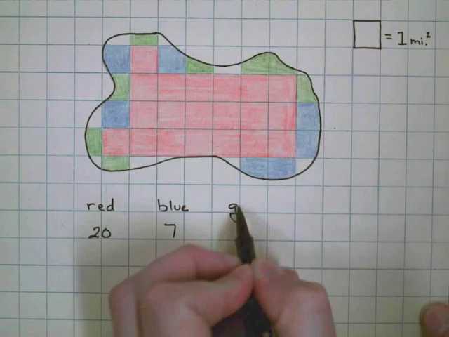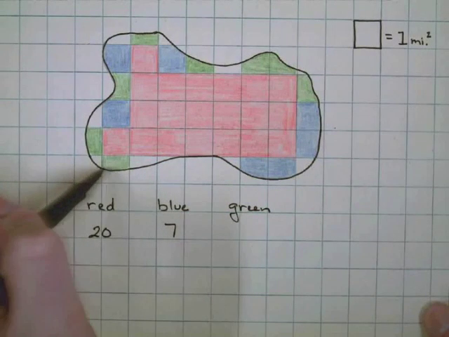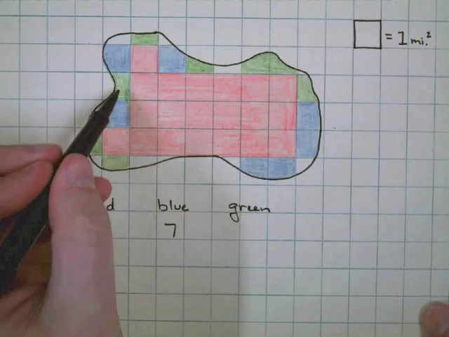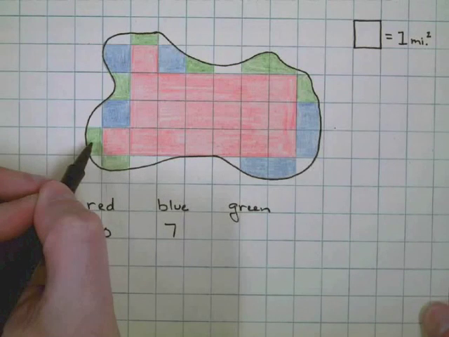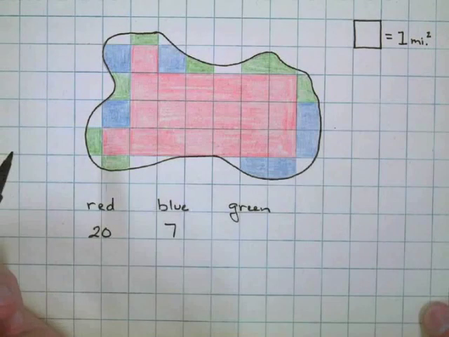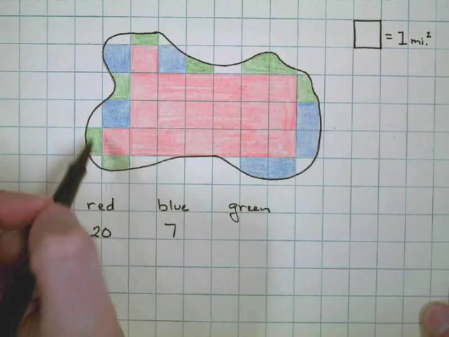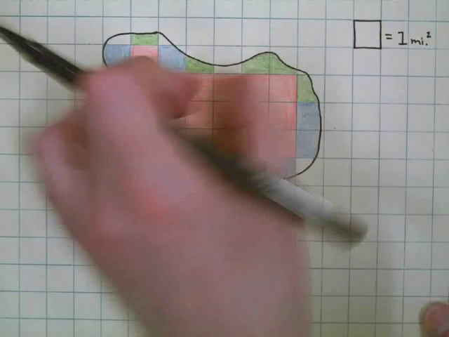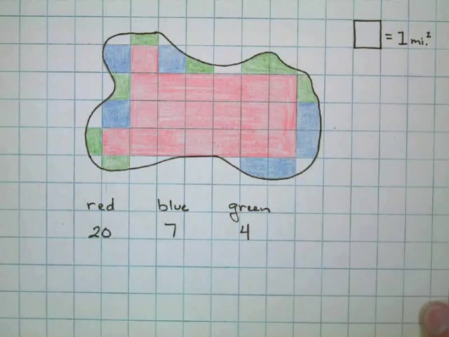Then I looked at those squares that were about half full, and I shaded those in green. If they're half full, for every 2 of the green ones, I can count that as 1 full square. So I have 1, 2, 3, 4, 5, 6, 7, 8 of those squares, and since each one is worth a half, I have 4 full green squares.